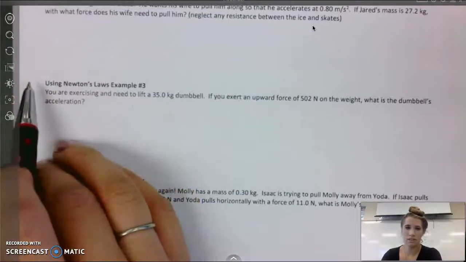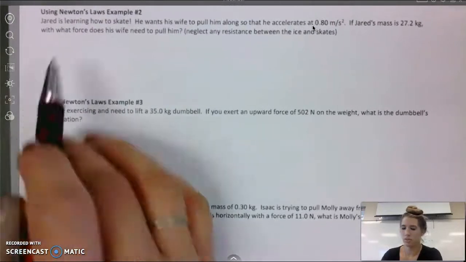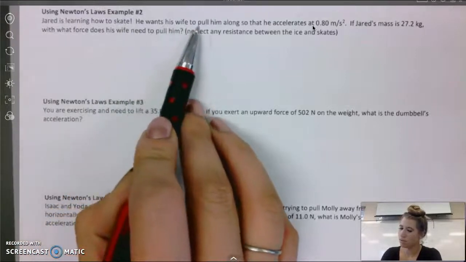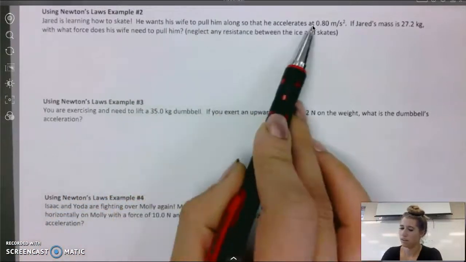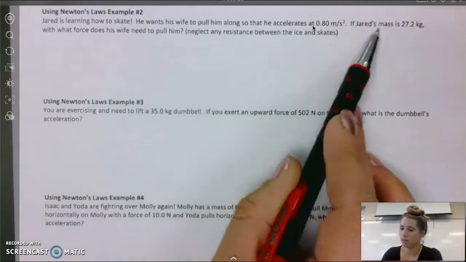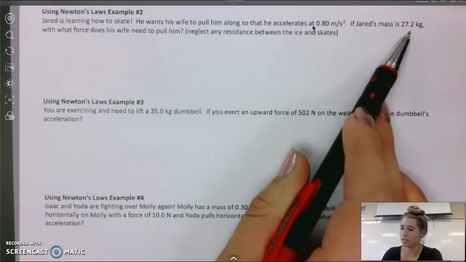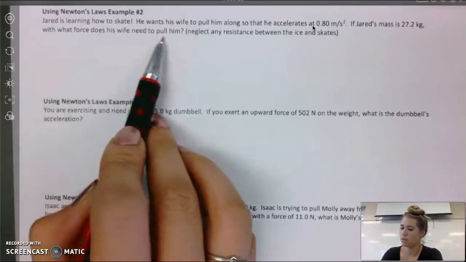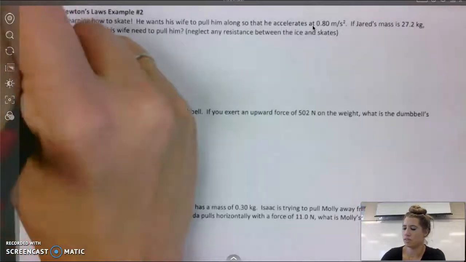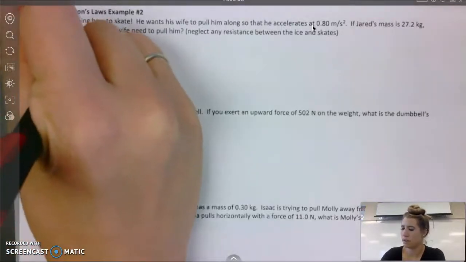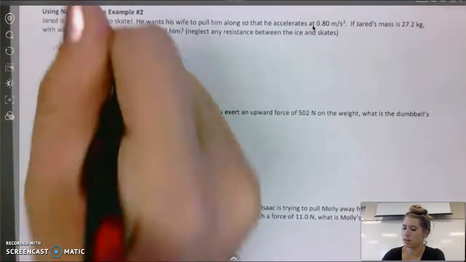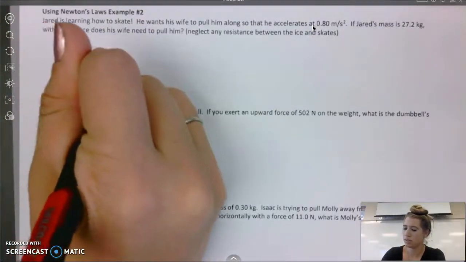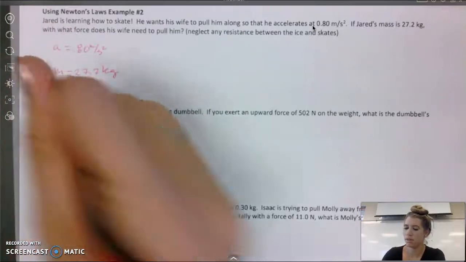Let's just start with number 2. Jared is learning how to skate. He wants his wife to pull him along so that he's accelerating at that rate. If Jared's mass is 27.2 kilograms, with what force does his wife need to pull him? Neglect any air resistance. So acceleration is 0.80 meters per second squared. Mass is 27.2 kilograms. And we want to know force.